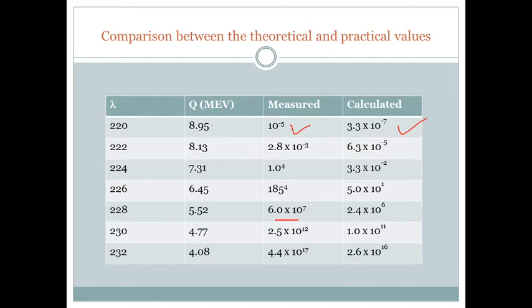Okay, 10 raised to 7 here, you can see this 10 raised to 6 order, 10 raised to 12, 10 raised to 11, 10 raised to 17, 10 raised to 16. Of course, there is an error. There is a percentage of error between the measured value and the calculated value. But understand that we have done a lot of approximations, and by crude approximation, we are still able to come very close to the figure.